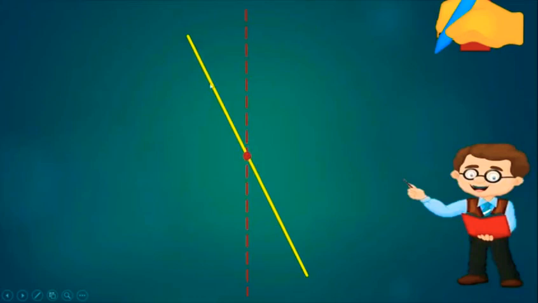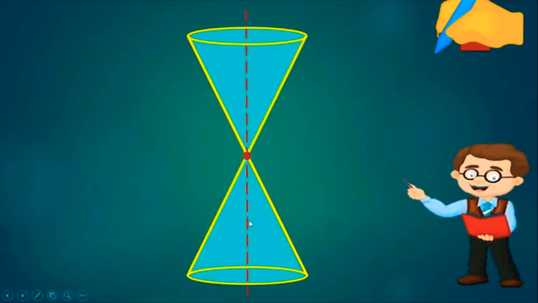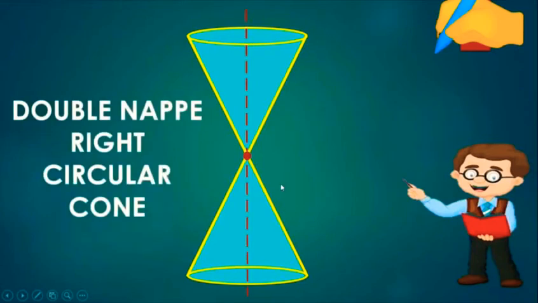Now suppose this line is rotated in such a way that it forms two cones. This figure is called a double nappe right circular cone. Whenever we have this figure, this line will be called the axis. This point is called the vertex.